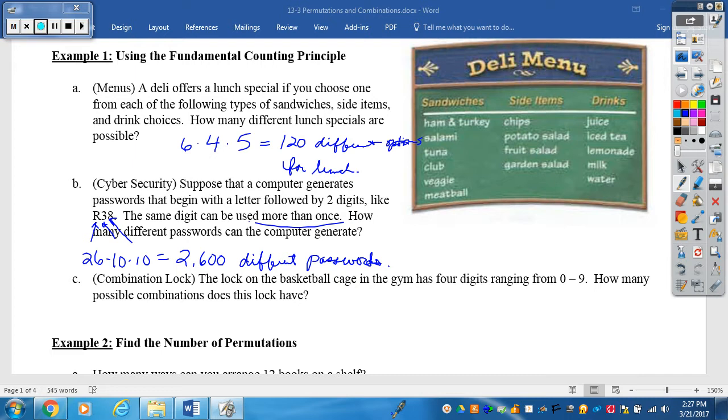So, letter C. The lock on the basketball cage in the gym is 4 digits ranging from 0 to 9. This is a true story. I mean, if you go to the gym, you've got 4 digits ranging from 0 to 9. How many possible combinations does the lock have?